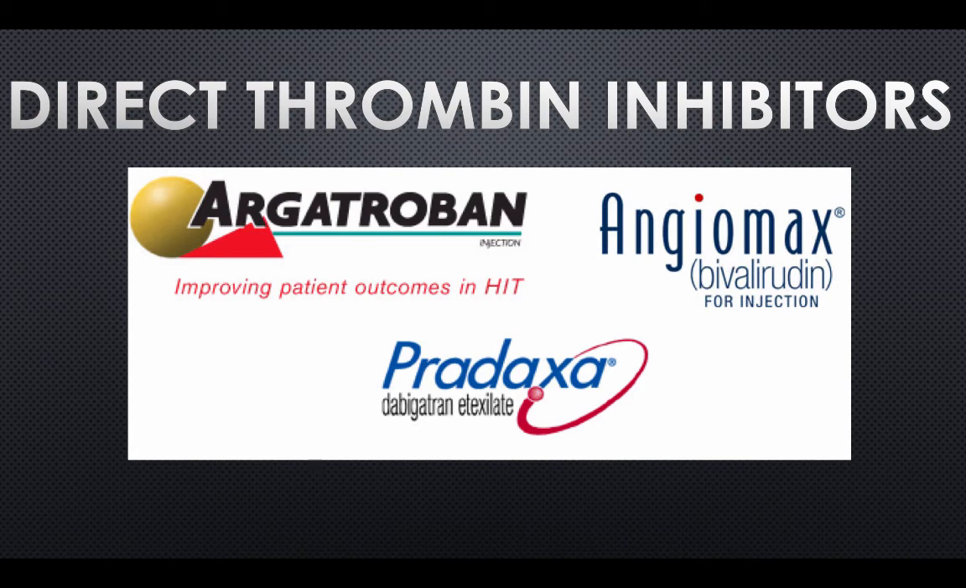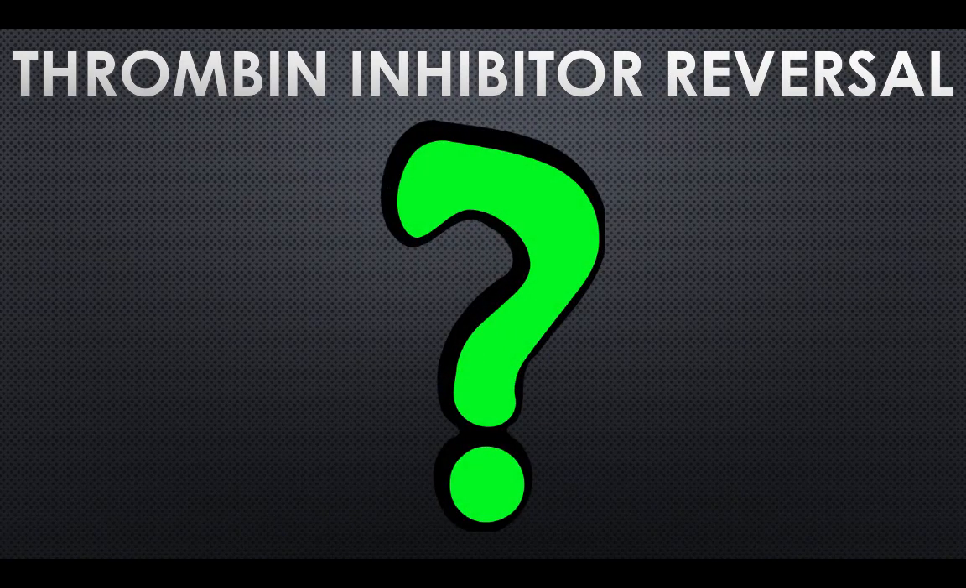Pradaxa, or dabigatran, is an oral medication that can be used in stroke prophylaxis in those with atrial fibrillation or to treat DVTs or PEs in certain patient populations. There is currently no way to detect levels of these medications in the blood or to check their effectiveness. For argatroban and bivalirudin, options are extremely limited for reversal. The only option currently is to turn off the infusions of the medications.